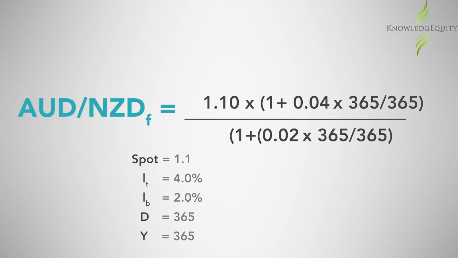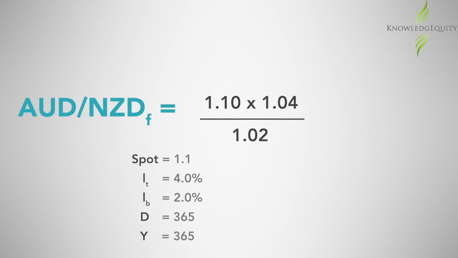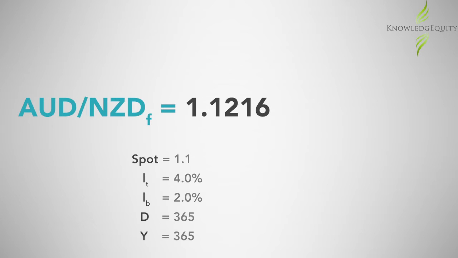1.1 is the spot rate, the interest rate of the terms currency is 0.04, the numerator of 365 represents the days in the period, which in this case is a year, the denominator is the day count convention in New Zealand, which is 365. The interest rate of the base currency is 0.02. The day count convention in Australia is also 365. Based on the formula, the forward rate is therefore calculated as 1.1216.